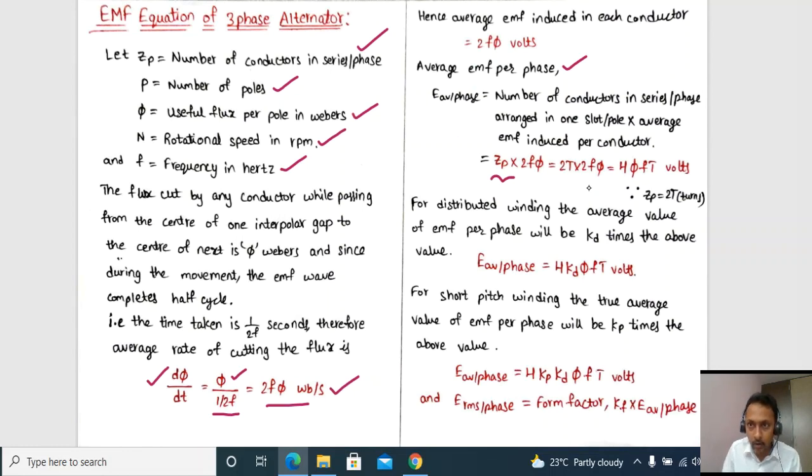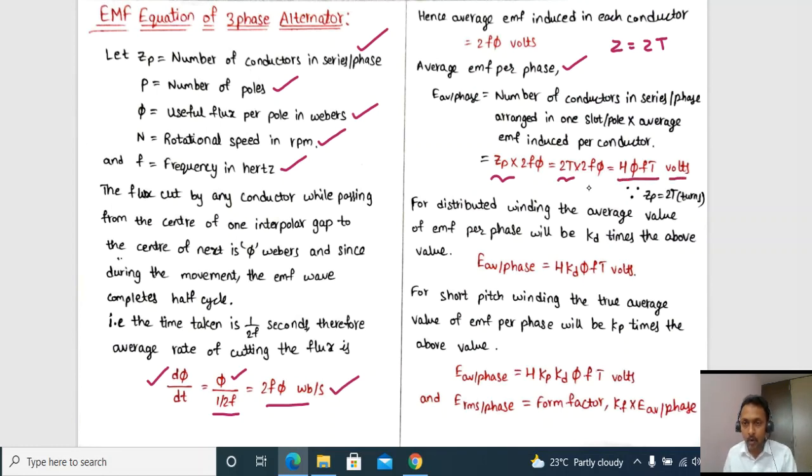But already we are familiar with Z equals 2t, where t indicates the number of turns. So here in the place of Zp we can write simply 2t. So 2t into 2f phi. So overall we will get 4 phi ft volts.